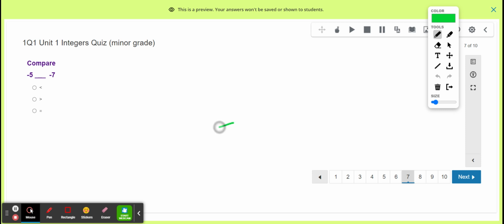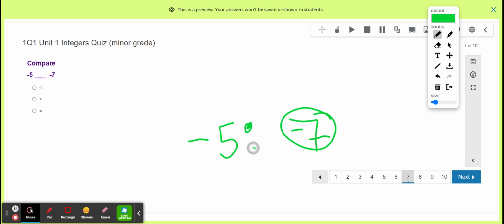Once again, comparing, if you had 5 and 7, 7 would be greater than 5. But once we make them negatives, -5 is greater than -7. -5 is closer to 0 and closer to the positive. So this is actually greater than.